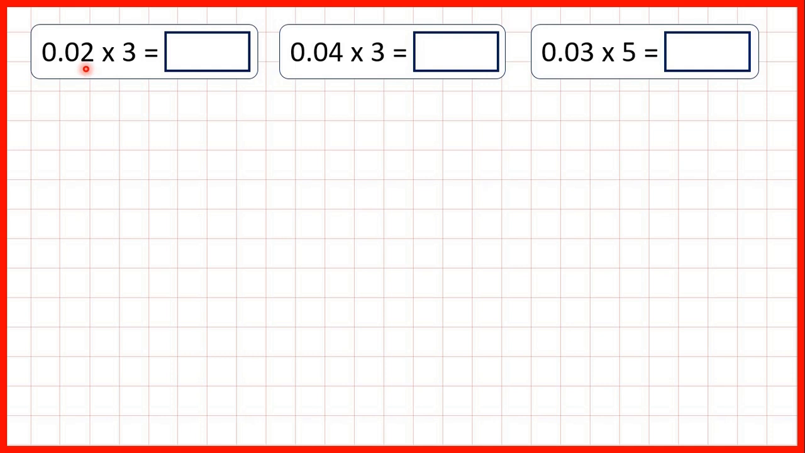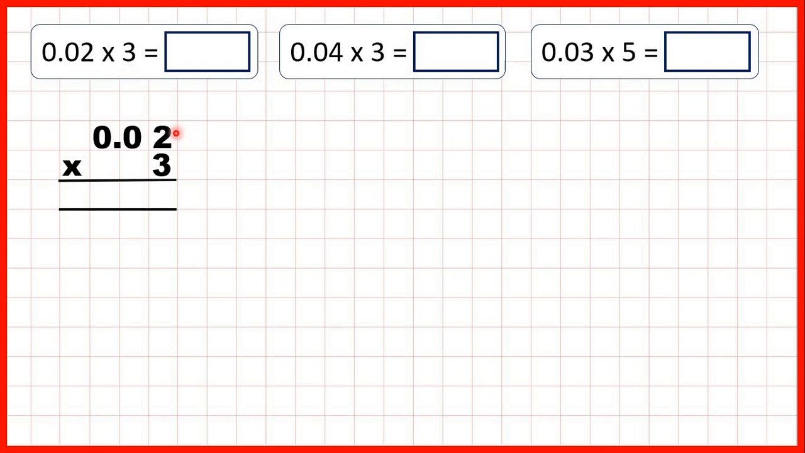Now, we need to multiply a number with hundredths by a whole number. Remember, if we have 2 digits after the decimal point, the second digit is the hundredths digit. So first, we have 0.02 times 3.